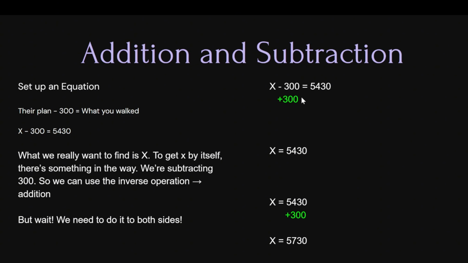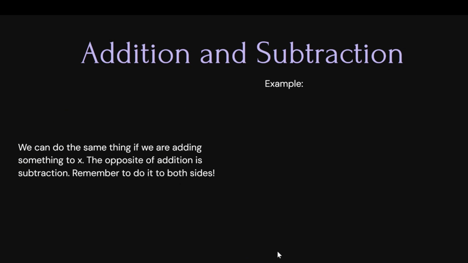And what I mean by sides is that we have this equal sign in the middle. So everything to the left of the equal sign is the left side. Everything to the right of it is the right side. So we add 300 to the left. We also have to add it to the right. Okay, so then that gives us that number, and that is what their plan was.